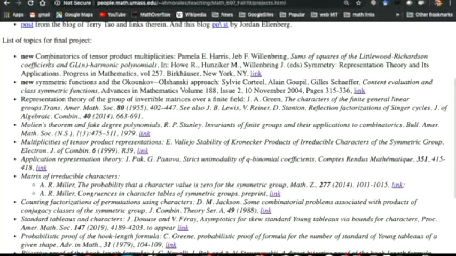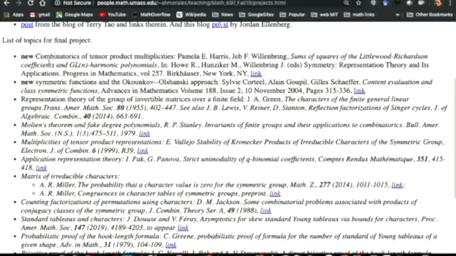The third one is about representation theory of the group of invertible matrices over a finite field, say n by n matrices over a finite field. This is, in some sense, an analog of the symmetric group. This paper of Green studies the characters of this group, and if you look at the website now, it has a link. You can also see section 3 of this recent paper by Joel Lewis, Vic Reiner, and Dennis Stanton, where many of these results are summarized. This is Reflection Factorizations of a Singer Cycle. And that gets us to the fourth project, Molien's theorem and fake degree polynomials.